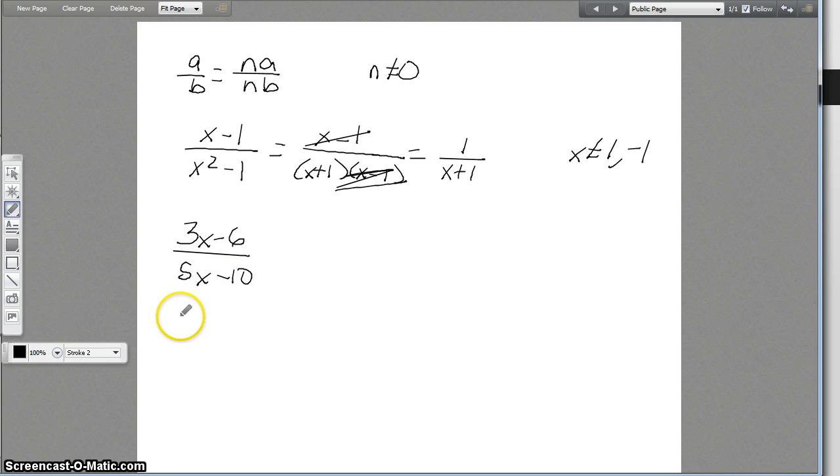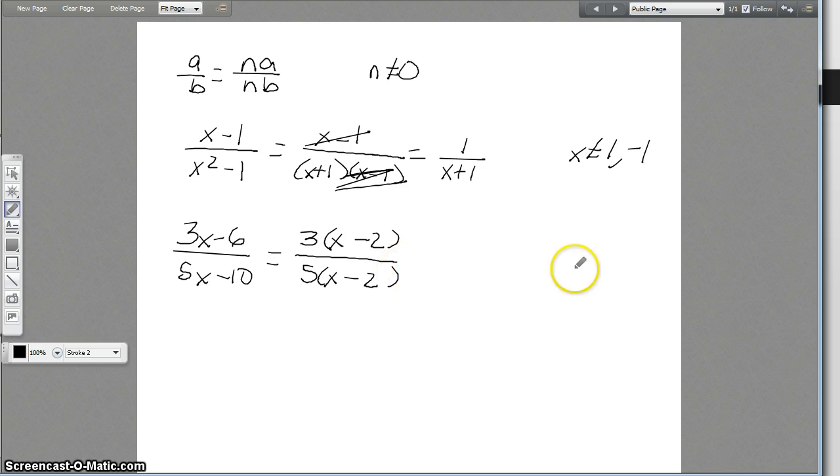Well, again, first thing you want to do is try factoring. In our numerator, is there a greatest common factor? Well, the greatest common factor is going to be 3. And so 3 times x will be 3x. 3 times negative 2 will give us our negative 6. Now we'll try our denominator. Greatest common factor between 5x and negative 10 is 5. And we draw our parentheses. 5 times x will give us 5x. 5 times a negative 2 will give us our negative 10.